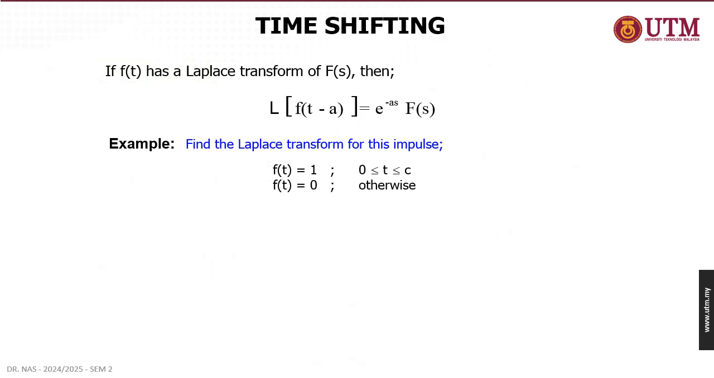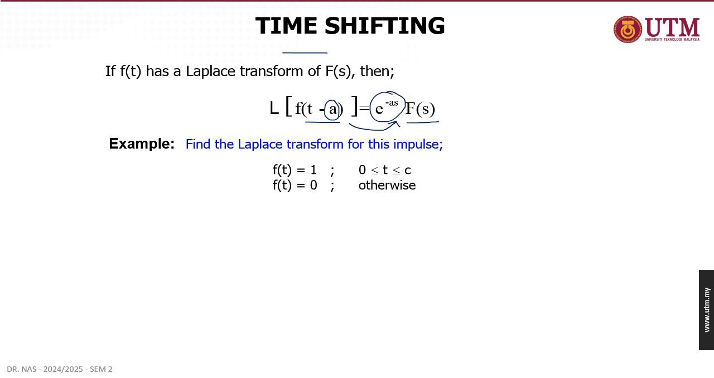The next property is time shifting. So when it's mentioned time, meaning that there is a time-based operation inside the bracket, so that's shifting. The signal in t is being shifted in time by a. So in S domain, the signal in S domain will be multiplied by the exponential function e to the minus as.